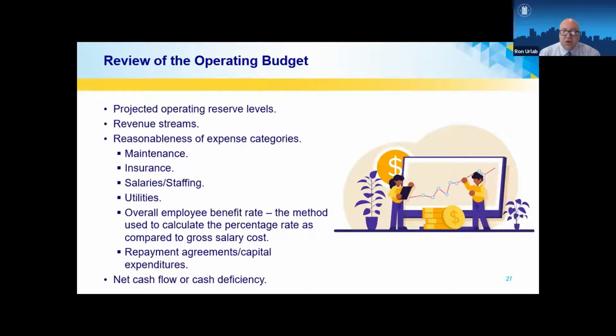And so when you start reviewing these budgets, there's always things to look at. Do I have enough operating reserves? What's my operating reserve going to be after next year according to the budget? What about my revenue streams? Are my costs reasonable? Maintenance, insurance, staffing, salaries, right? And you got to take a look at some of these. What about my benefit rate? What is my benefit rate? Is it too high? Is it too low? Are we right on course here? Do we need to buy some new vehicles or equipment out of our operating budget? Hopefully we don't have any repayment agreements back with HUD.